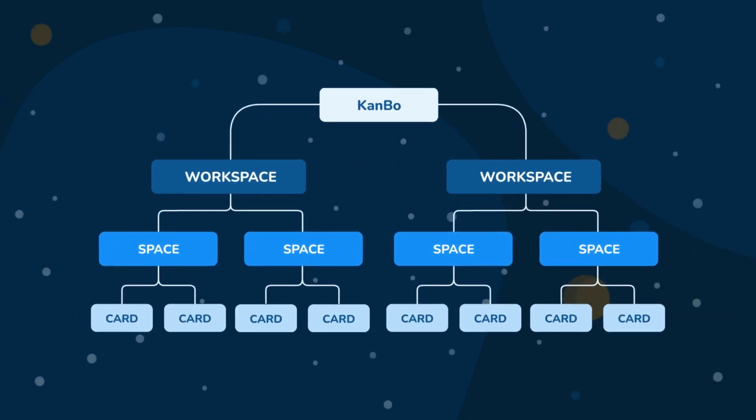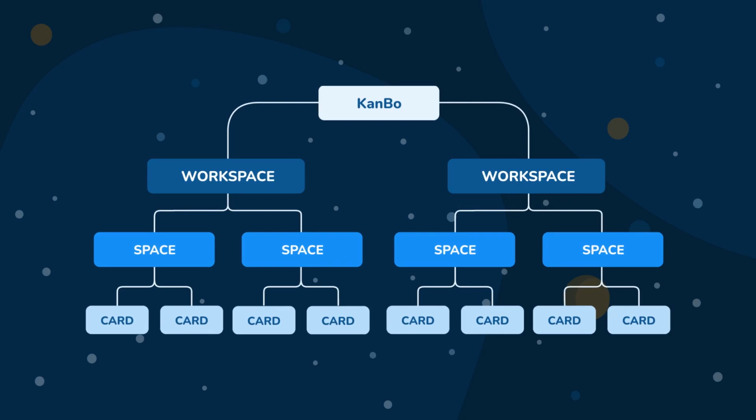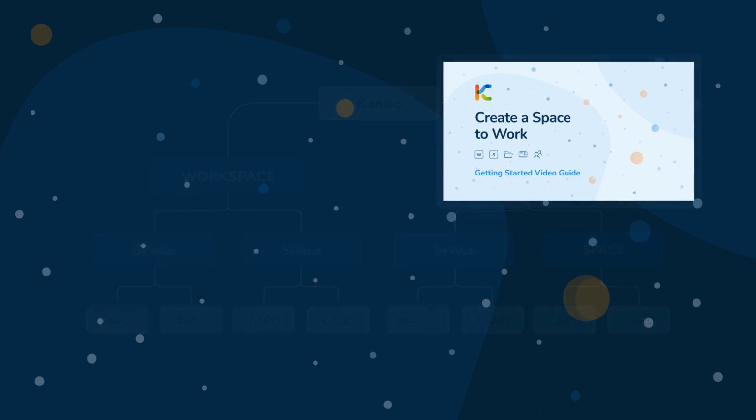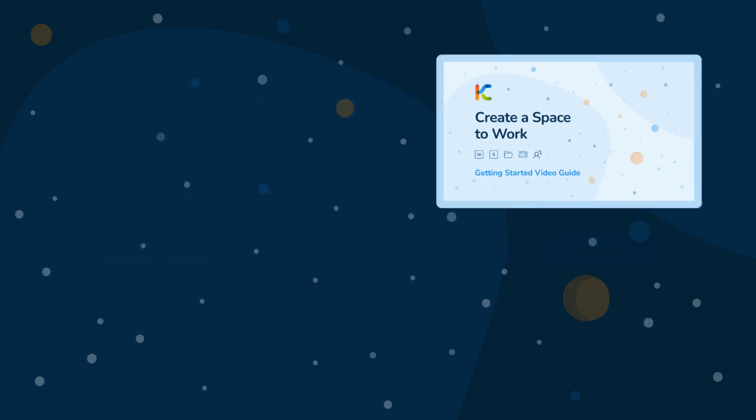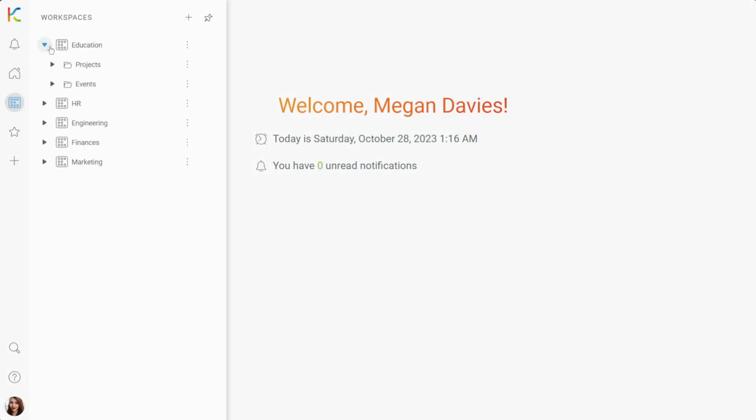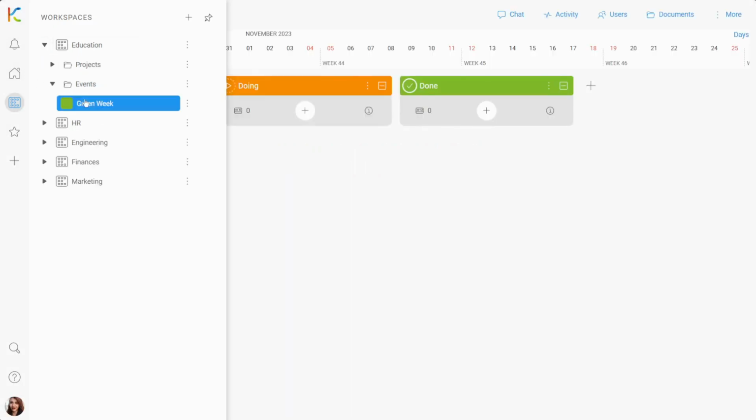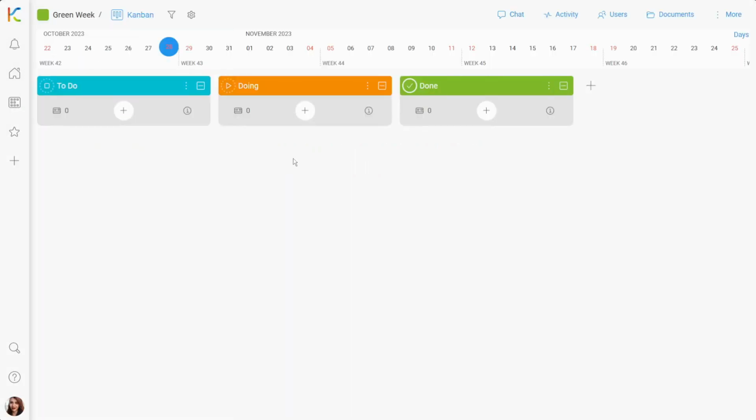Cards are created in spaces and those in workspaces. In case you are starting from scratch, go to the previous video and see how to prepare a space to work. If you created the space or have it prepared by your colleagues, open it using the navigation panel. Now, we can create a new card within the space.